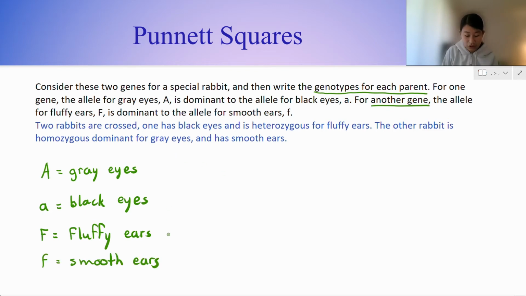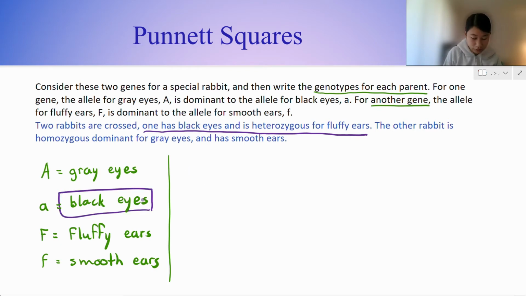Now we need to find the genotypes. The capital letters indicate the dominant alleles. Let's do parent number 1, which is black-eyed and heterozygous for fluffy ears. First of all, black eyes: this phenotype corresponds with the little a allele. The little a allele is recessive, meaning that we need 2 of them to make black eyes. So little a, little a will be the only way to have black eyes.